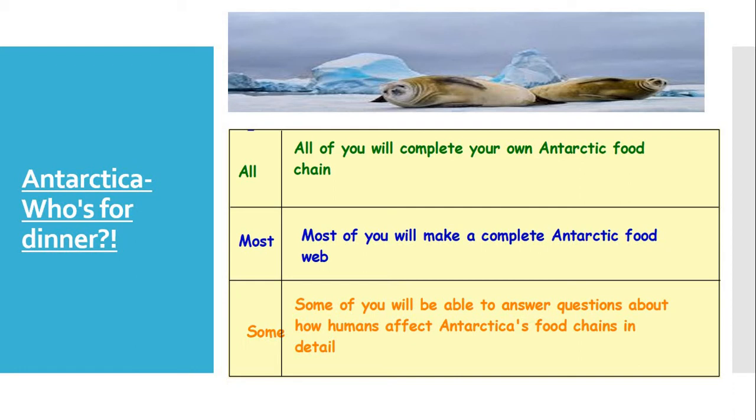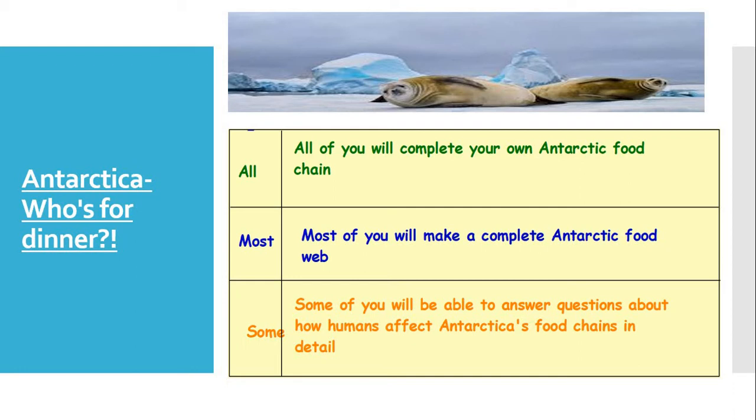Same that applies to the other lesson. You can pause at any time, you can play at any time. I'll prompt you to pause at certain times to complete a task, and then you press play once you've completed that task. So, starting off, our title is Antarctica, Who's for Dinner?